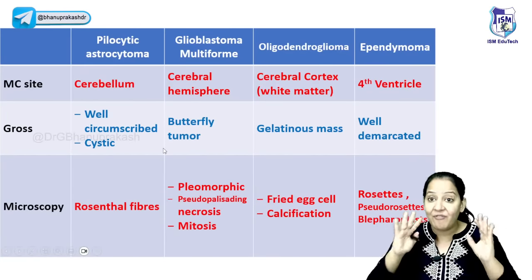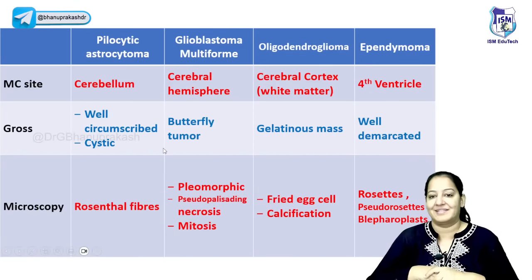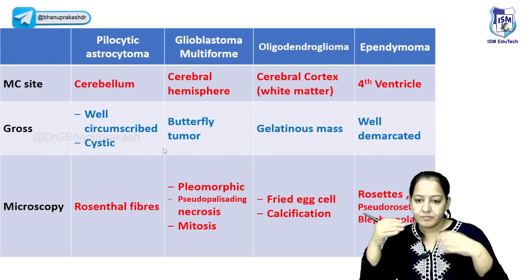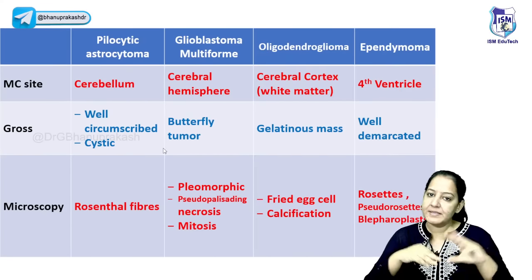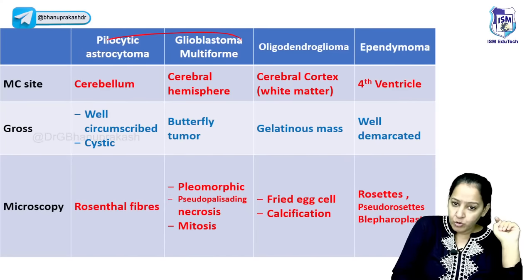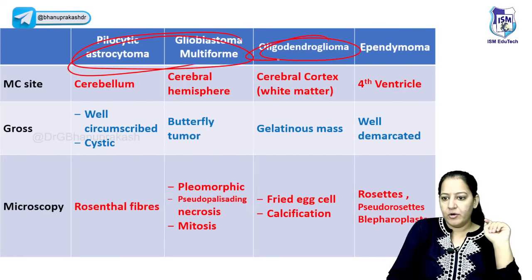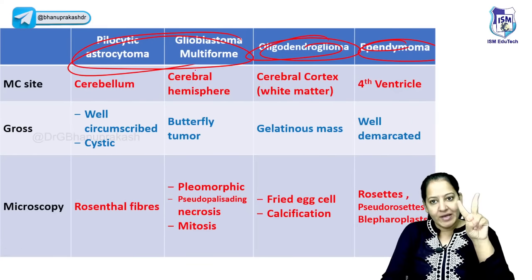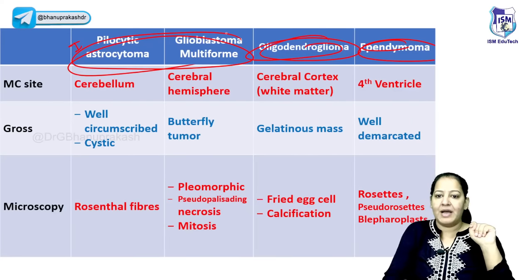So ultimately, I want all of you to make this table like this. So what are the glial tumors? How many glial tumors are there in our syllabus? Three. Astrocytoma, oligodendroglioma, and ependymoma. There are two types of astrocytomas, oligodendroglioma and ependymoma. The three types of glial tumors. The two astrocytomas, grade 1, that is pilocytic, and grade 4, that is GBM.